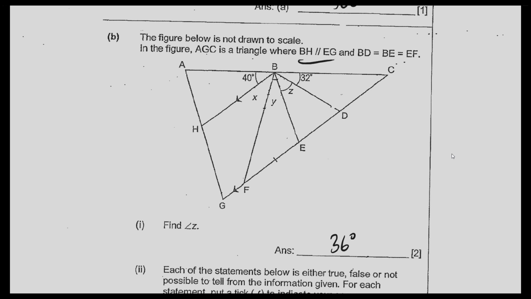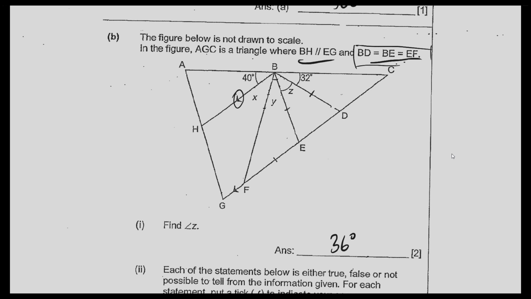Now when you see all this information, you must write it down. Here they've already given you the notation for the parallel lines, which is good, but they haven't made it really clear about these equal lines, these lines that have equal length. So we just need to write it down quickly to make it clearer for us. So BD is equivalent to BE is equivalent to EF, right?